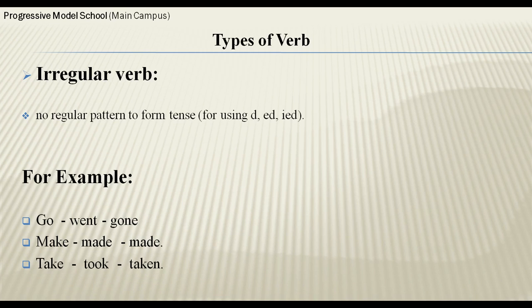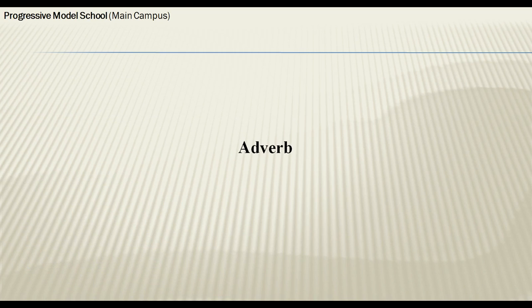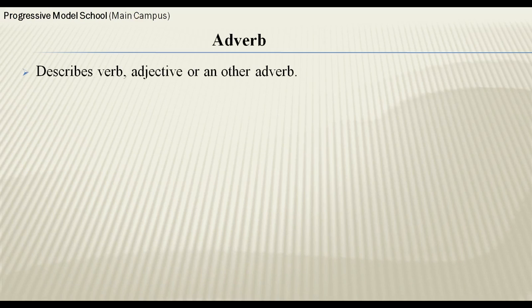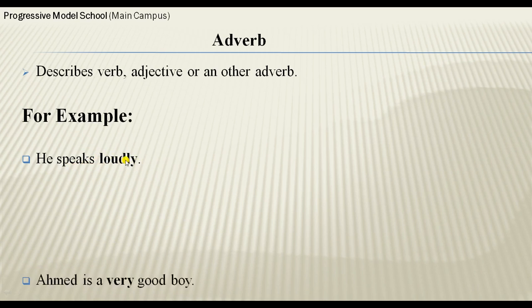So these were the types of verb. Now we move towards adverb. So what is adverb? Adverbs modify, that is add or change the meaning of a verb, adjective, or another adverb. For example, he speaks loudly. Here, speaks is a verb, but how does he speak? He speaks loudly. So, loudly is modifying the verb speaks. So, loudly is an adverb in this sentence.